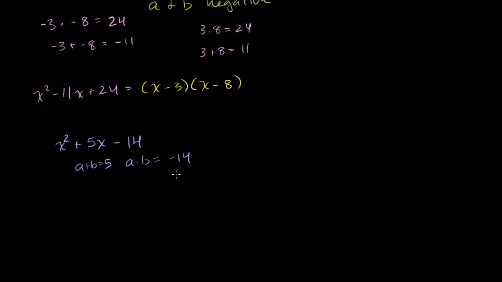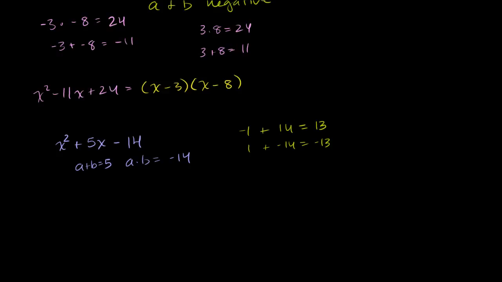So if I take 1 and 14, I'm just going to try out things. Negative 1 plus 14 is 13. Let me write all of the combinations that I could do. And eventually your brain will just zone in on it. So you could have negative 1 plus 14 is equal to 13, and 1 plus negative 14 is equal to negative 13. So those don't work. That doesn't equal 5.